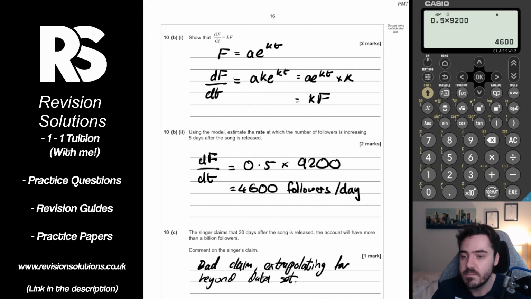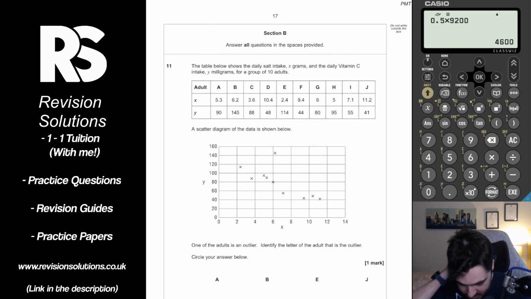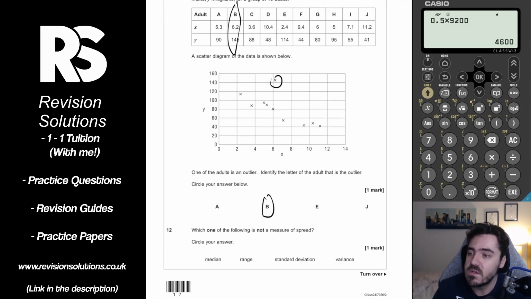Okay, that's the end of that question. Okay, moving on to the statistics part of the paper. First question 11, we have a scatter plot, and it says one of the adults is an outlier. So we can quite clearly see that this data point is an outlier, and that is around 6 on the x and over 140 on the y. So that's this point here, isn't it? Point B. So we'll circle point B as the outlier. Then it says, which one of the following is not a measure of spread? Circle your answer. Well, that's just the median. The median's a measure of average. All the others are a measure of the spread of the data.